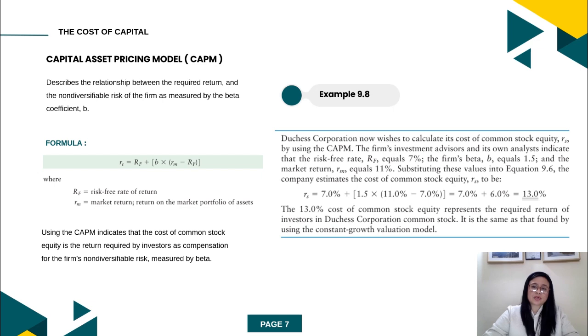the risk-free rate of return, or RF. This is the return on a risk-free investment such as government bonds. The market return is the expected return of the market portfolio. It is being measured by the beta coefficient. It is the firm's sensitivity to market risk, how much its stock price moves in relation to the market.